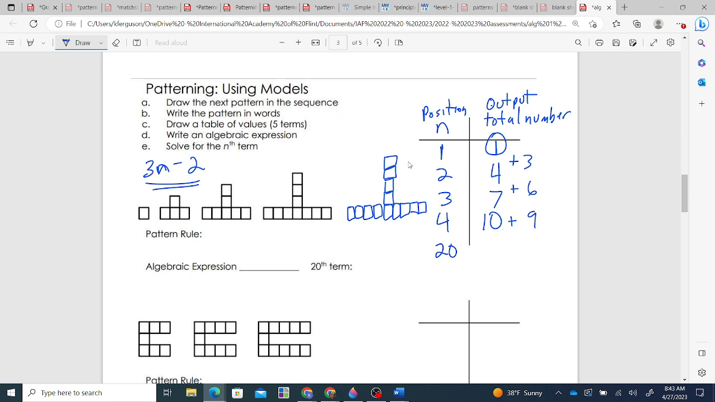Let's try the next one. I plug in 2. 3 times 2 is 6. 6 minus 2 is 4. Plug in 3. 3 times 3 is 9. Minus 2 is 7. And then I plug in 4. 3 times 4 is 12. 12 minus 2 is 10.